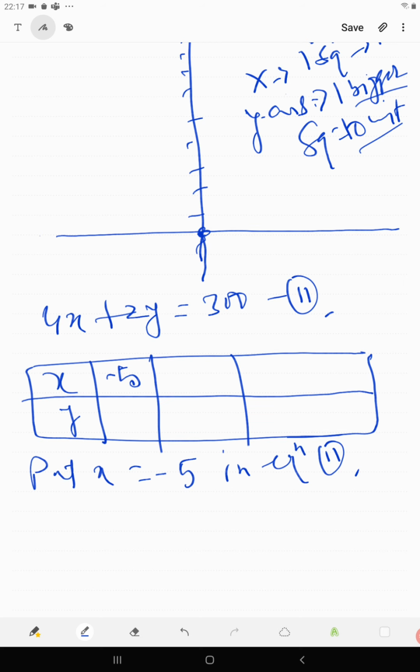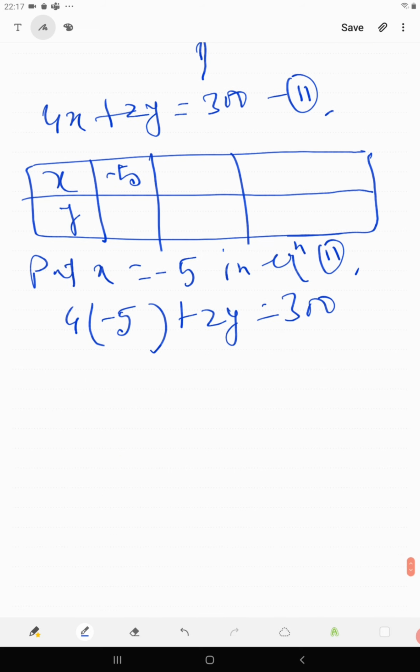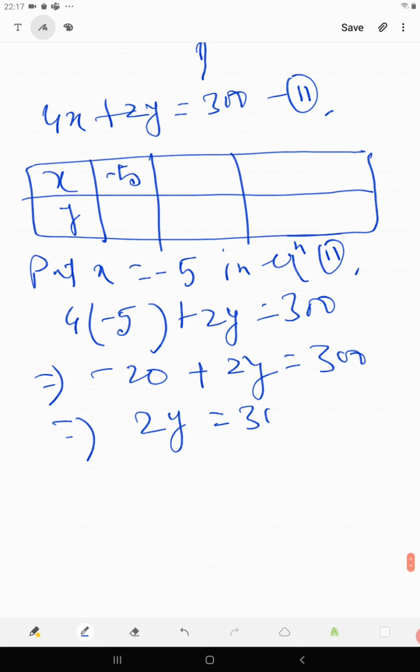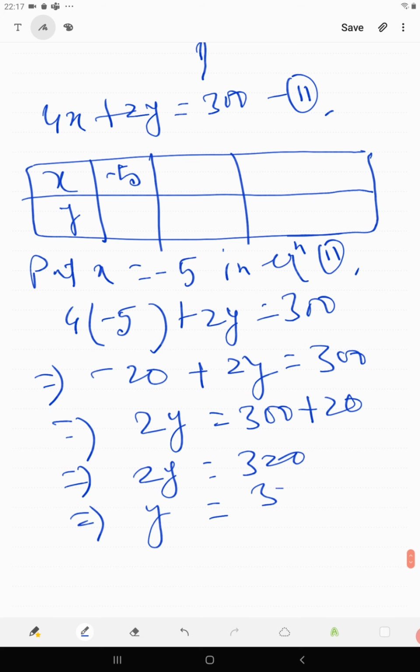So what we will get? 4 into minus 5 plus 2y equals to 300. Correct? So 4 into minus 5 is minus 20 plus 2y equals to 300. So 2y equals to 300 plus 20. So minus becomes plus on the right hand side. So 2y equals to 320. So y equals to 320 by 2, 160. So we got y equals to 160.